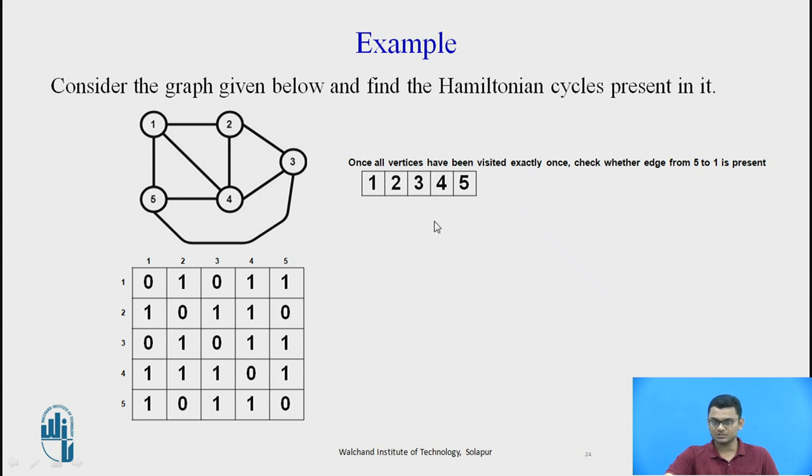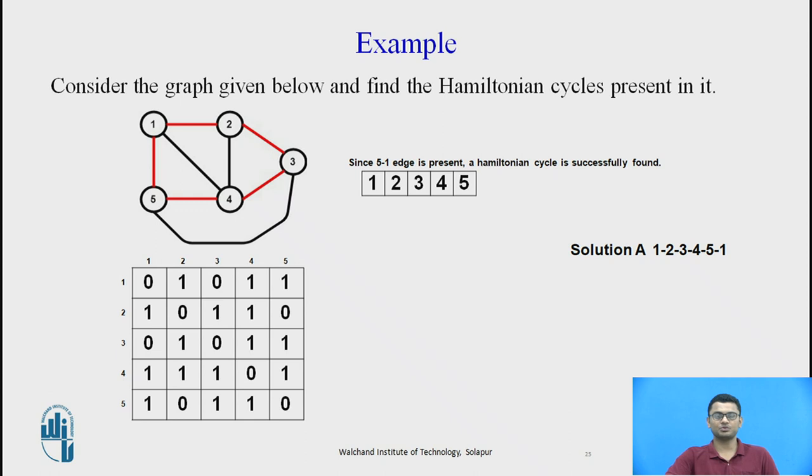Now, once all vertices have been visited exactly once, we check whether there is an edge from the last vertex to the first vertex. In our case, the last vertex is 5, the first vertex is 1. So we see whether an edge from the last vertex to the first vertex is available. And yes, since 5 to 1 is available, we have come to our first solution. The Hamiltonian cycle in this case is 1 to 2, 2 to 3, 3 to 4, 4 to 5, and back from 5 to 1.